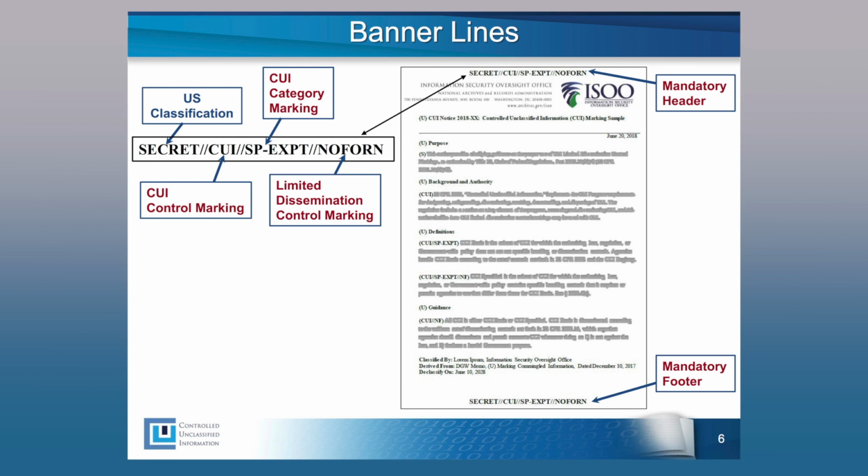This slide shows an example of a commingled document. You can see that it has both a header and a footer which are identical. From the banner line, we can see that this document contains information that has been classified as secret and also contains CUI. Specifically, the document has export controlled information, a category of CUI specified, and a limited dissemination control of no foreign, meaning that it cannot be disseminated to foreign nationals.